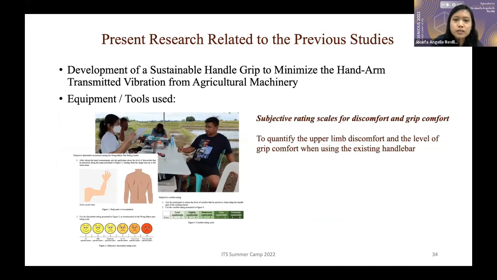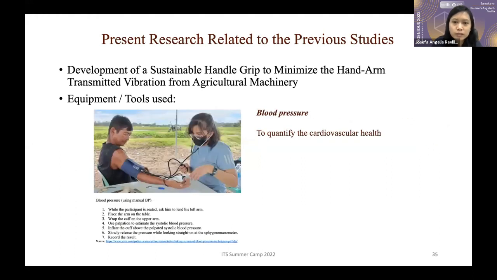We assess subjective ratings using subjective rating scales for discomfort and grip comfort. This is to quantify the upper limb discomfort and the level of grip comfort when using the existing handlebar. We also measured blood pressure to quantify cardiovascular health of the farmers.